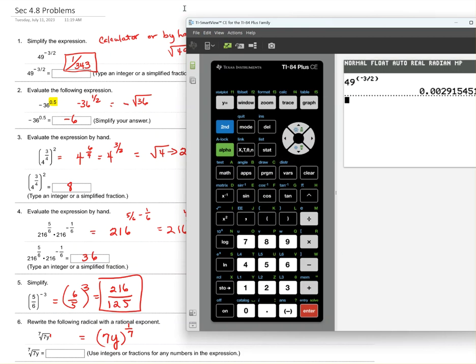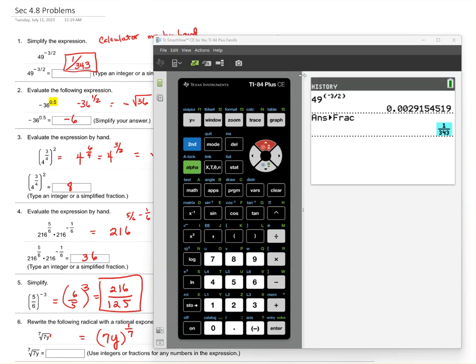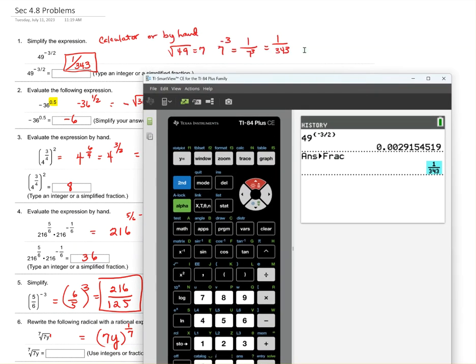What happened there? Let's check that out. So when you do your calculator ones, you're not going to get a fraction most of the time. So we got this crazy decimal, but if you just hit math and the first option is fraction, it turned into 1 over 343, which is what we got here. So either way, you can do it on your calculator or not.